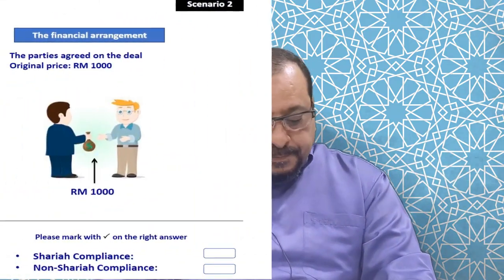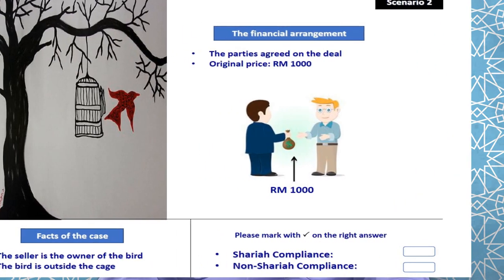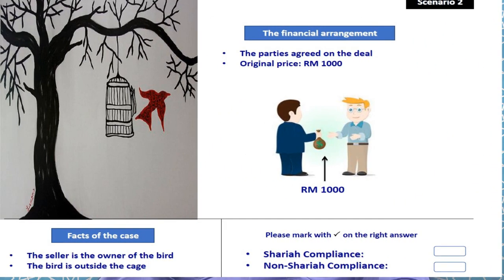So it is Sharia compliant. Now let's give a second case, whereby it is the same scenario, the same facts, and only one thing has changed. The seller is the owner of the bird, the same. But here the bird is outside the cage. So a seller is selling a bird for 1,000 and the bird is outside of the cage. What's your assessment of the Sharia compliance status of this case? Is it Sharia compliant or not?